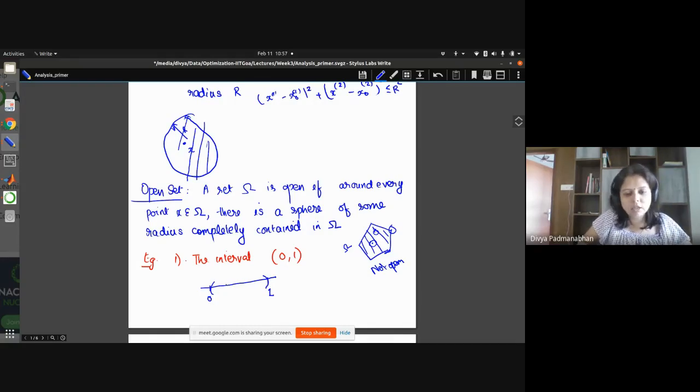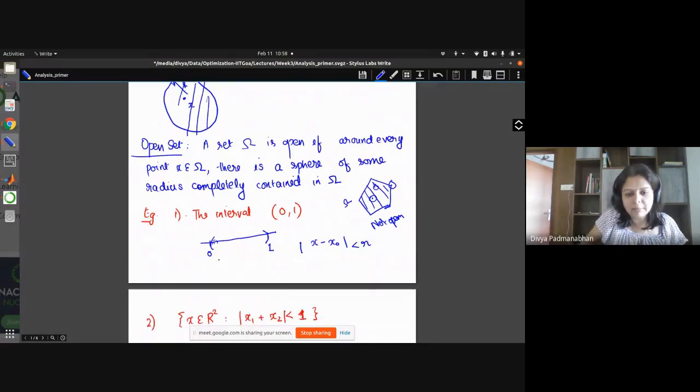Any point here you take, you can construct a sphere. This is a real line, so the notion of sphere here is just that the absolute value of x minus x naught should be less than some r. So it's just in this one dimension. You can do that at every point, right? At any point here, you can construct a very small region around it which is completely contained. That's why this is an open set.